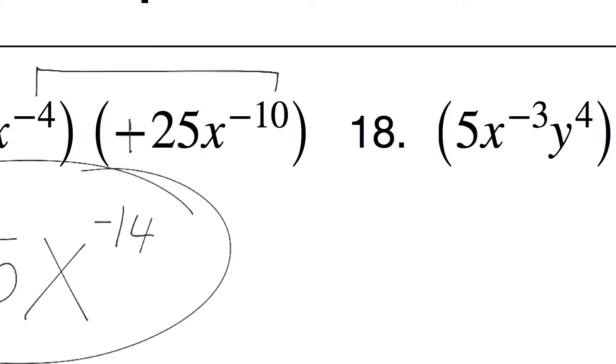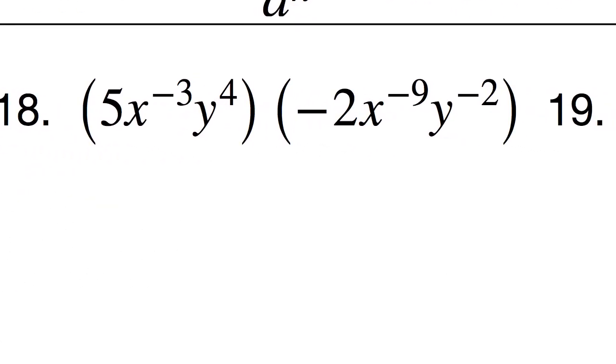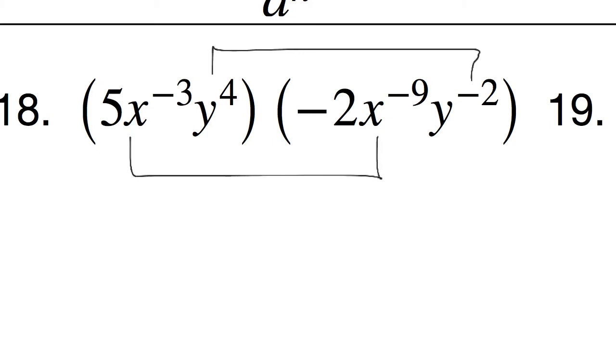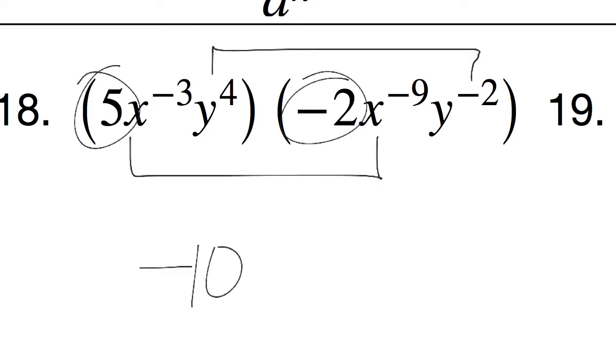Next problem. Here, we're not going to try to multiply or combine the y's and the x's into one big variable, but you can multiply the y to the fourth, the y's and the x's individually. 5 times negative 2 is going to be negative 10. For the x's, negative 3 plus negative 9 is negative 12, and 4 plus negative 2 is positive 2.